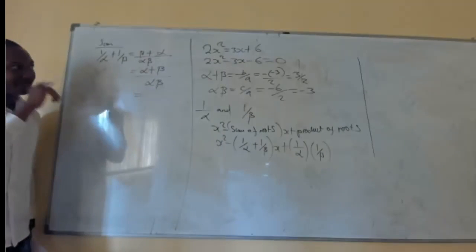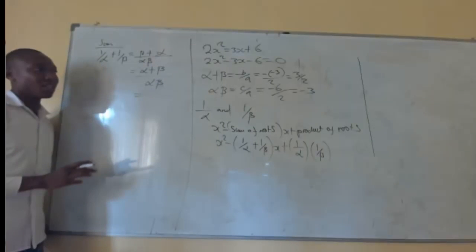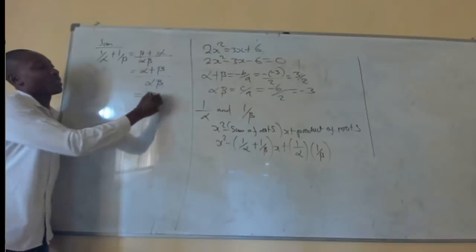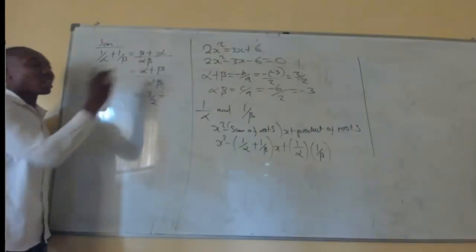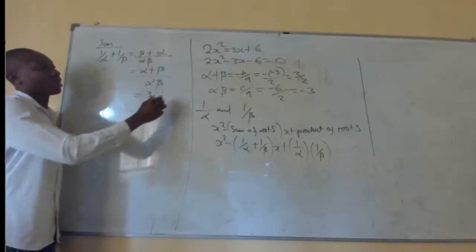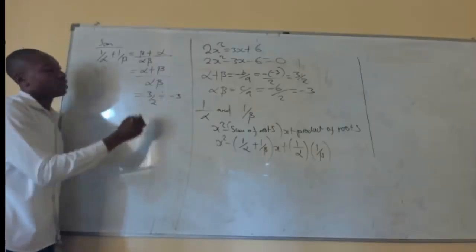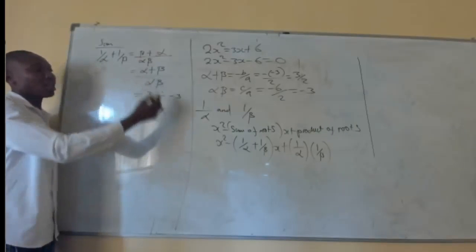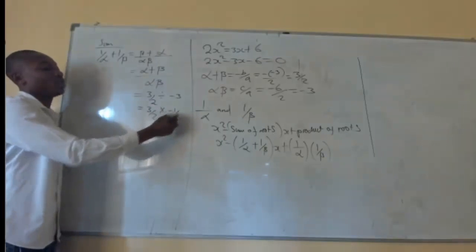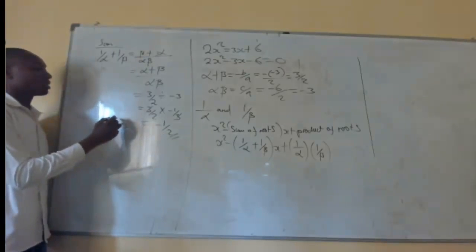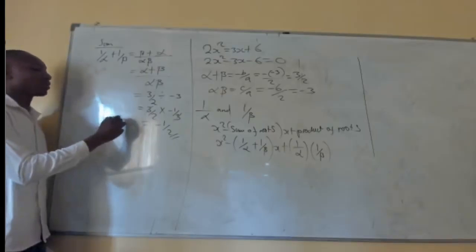So now, we know what alpha plus beta is. What did we find? 3 over 2, divided by the product of the roots, which is what? Negative 3. So we know that this will change to multiplication and the other one will flip, negative 1 over 3. So this and this will cancel, so negative 1 over 2. Okay, so this is the sum of the roots.